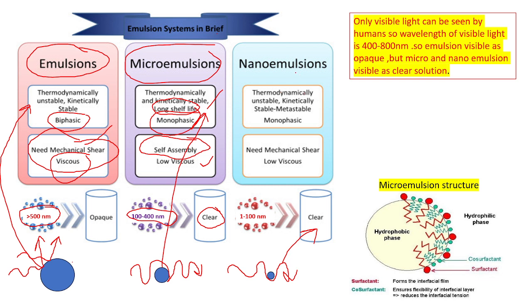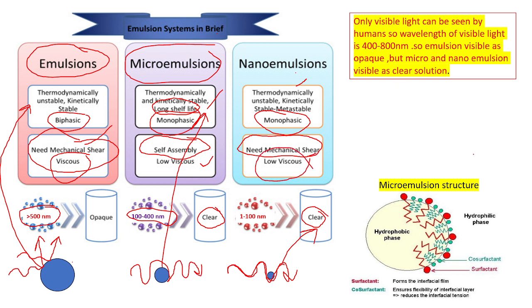Next one is nanoemulsion. The particle size is 1 to 100 nanometer. So this will be visible as a clear solution. These are thermodynamically unstable, but kinetically stable, and these are monophasic. It will be visible just as a solution because of small particle size. For the preparation of nanoemulsion, we need mechanical shear, and these are low viscous in nature.